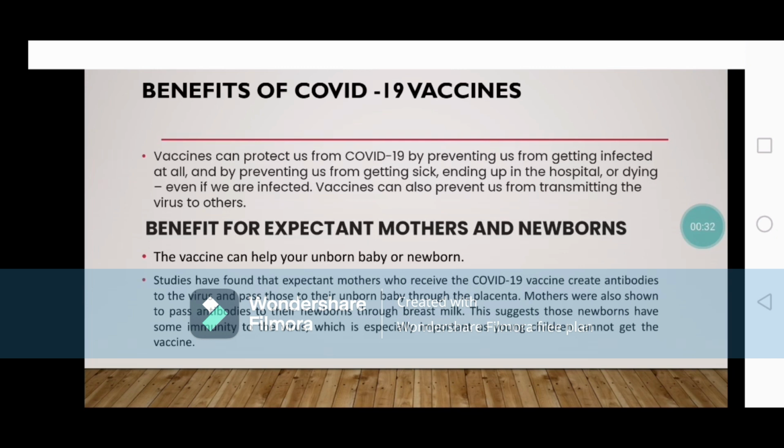Vaccines can also prevent us from transmitting the virus to others. For example, if our system is immune, we will not spread the virus. We will not get other people infected with our virus.